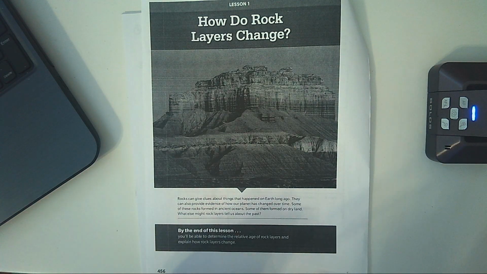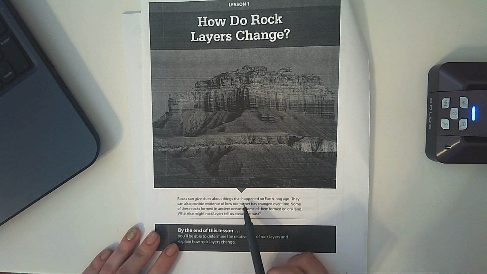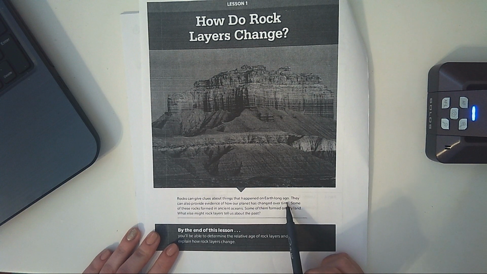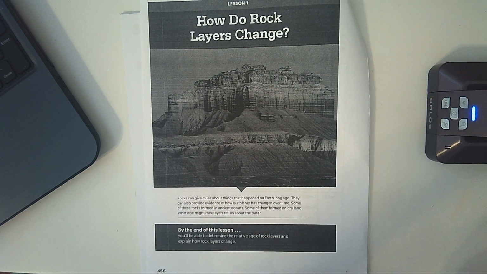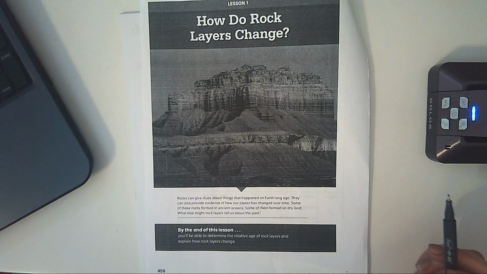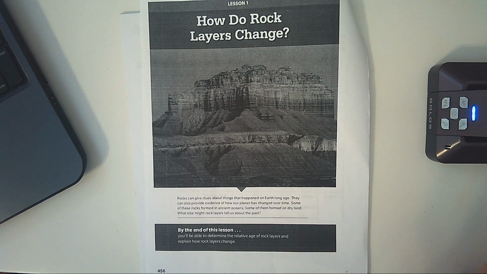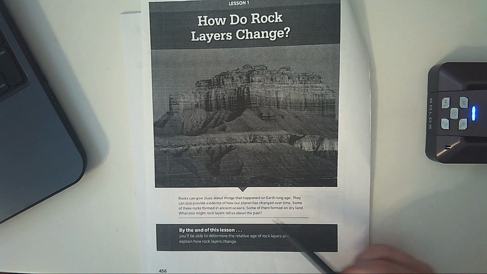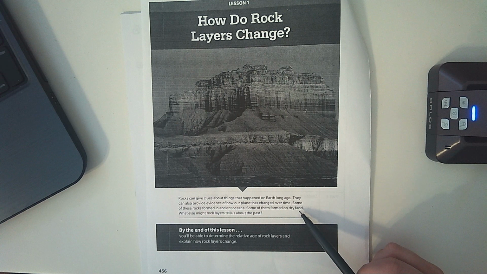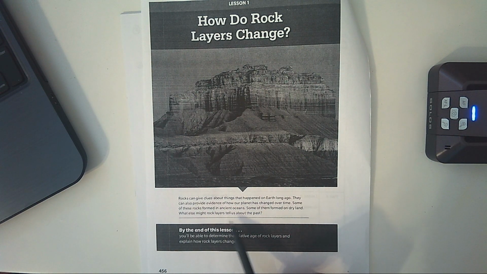All right, how do rock layers change? Rocks can give clues about things that happened on Earth long ago. They can also provide evidence of how our planet has changed over time. Some of these rocks formed in ancient oceans. That would be aquatic. Some of them formed on dry land. That would be terrestrial. What else might rock layers tell us about the past?